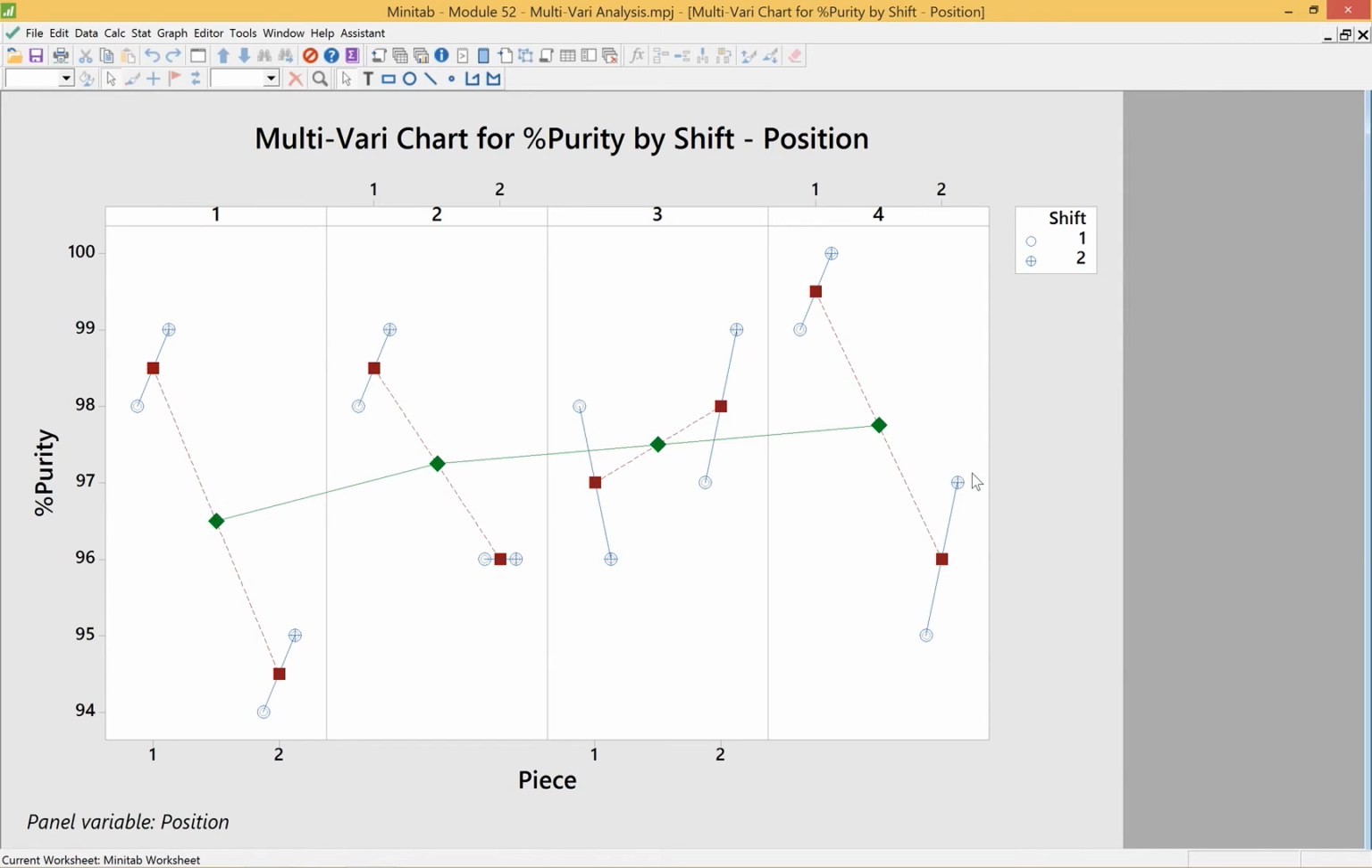So this flat line, I can say it's not really different. But then what's happening in terms of shift to shift? Is there some difference? And why is there inconsistency among the shifts in different places where they take the data?